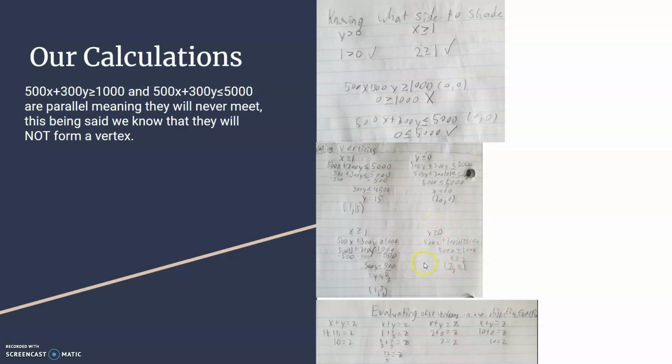Sorry. Evaluating, and here is how we evaluated our vertices in our objective function, so how we know what will get you the most amount. And we found that with all these calculations, that this one right here is the most hardware for the bang for your buck. So we can see this as 1, 15.